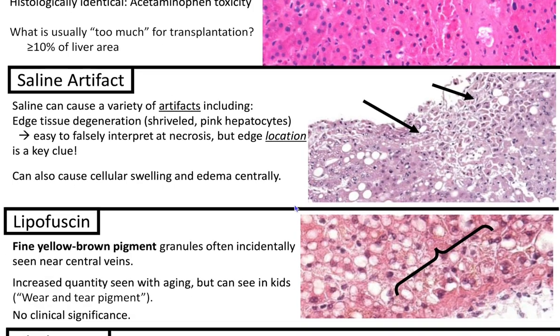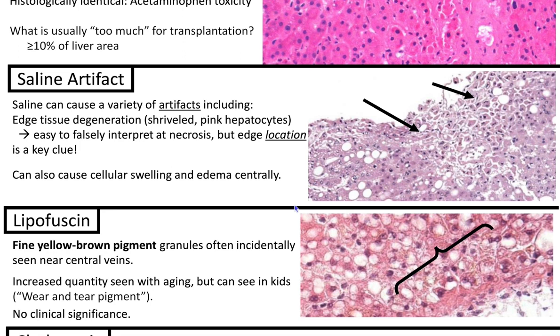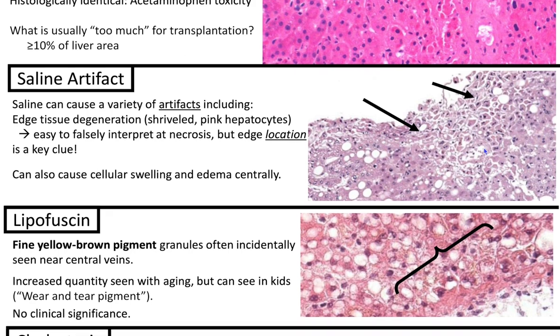Speaking of necrosis, a mimic of necrosis is saline artifact. Saline can cause edge tissue degeneration, where you have these shriveled pink hepatocytes. It does look like necrosis, and your clue for saline artifact is this edge location. Saline can also cause cellular swelling and edema centrally.